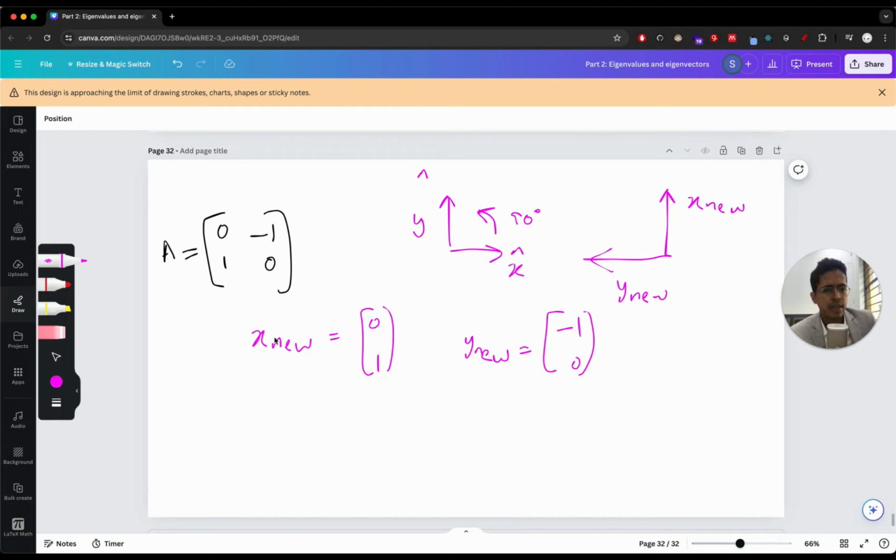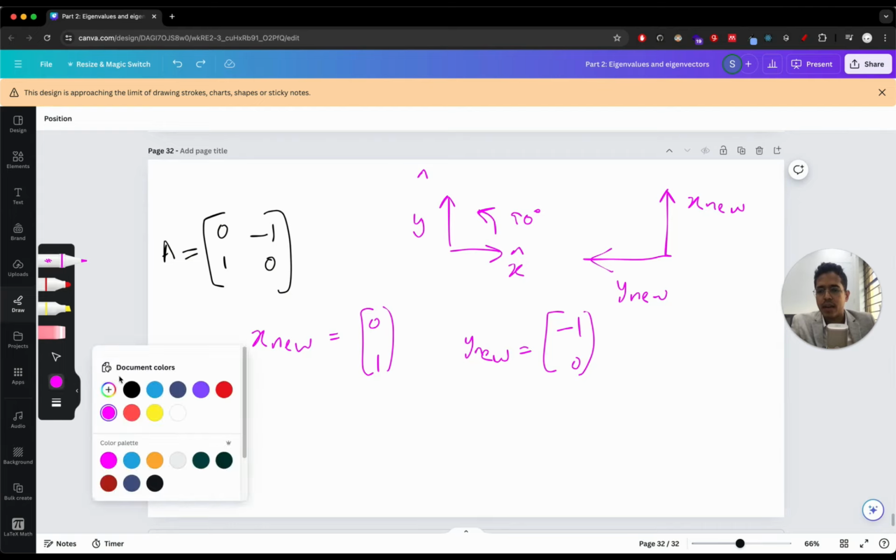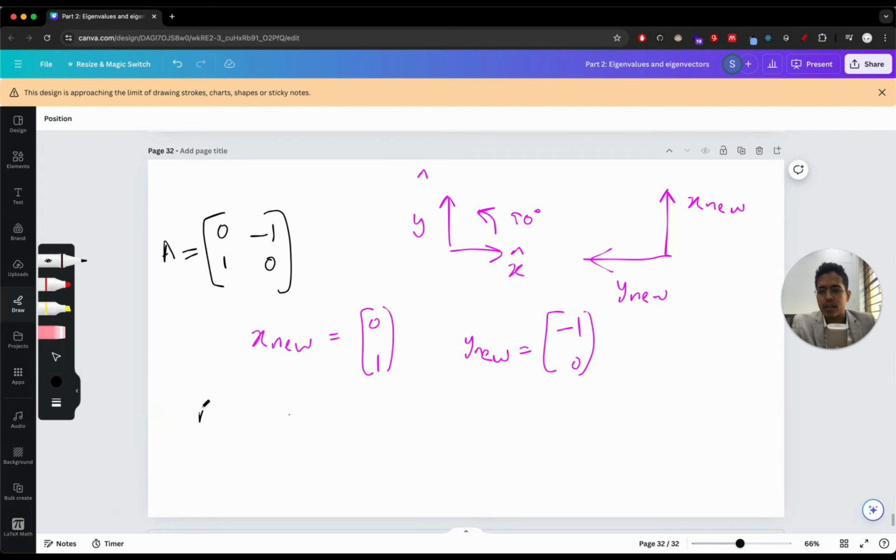You can already see that for no vector this is possible, because no matter what the orientation of the vector, that vector is going to be rotated by 90 degrees. So what that means is, what if we do the calculation, right? Determinant of A minus lambda I equal to 0.